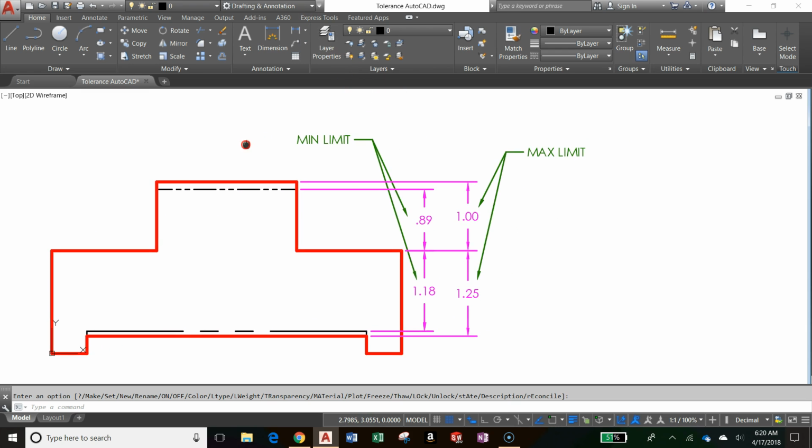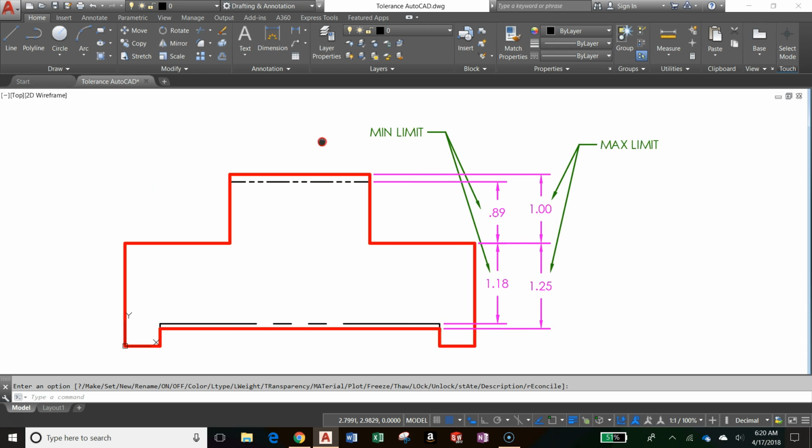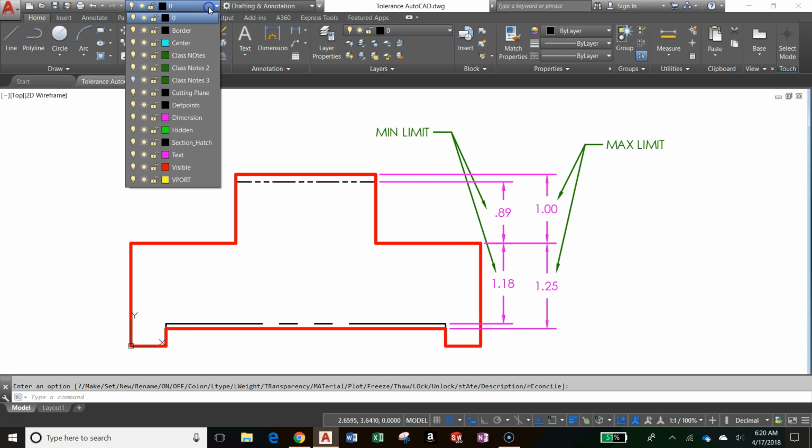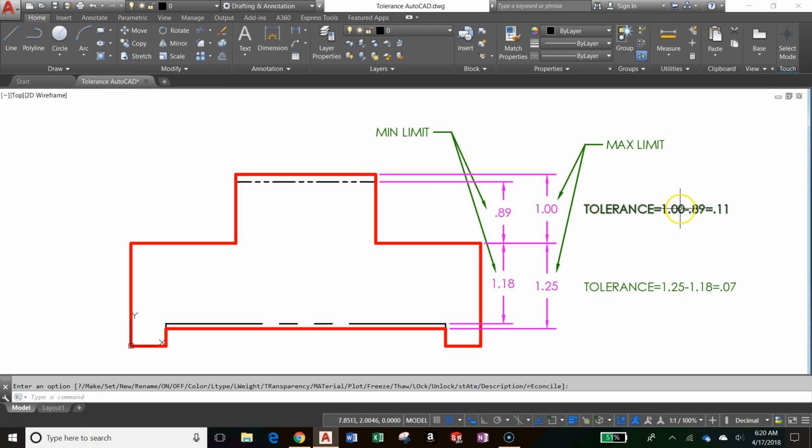So how would we compute the tolerance? Well, we would take the maximum minus the minimum to get the tolerance value. So for this first set of dimensions right here, we would have 1 minus 0.89 equals 0.11, or 110 thousandths. We could also call this 11 hundredths. So that would be the tolerance for this size right here.